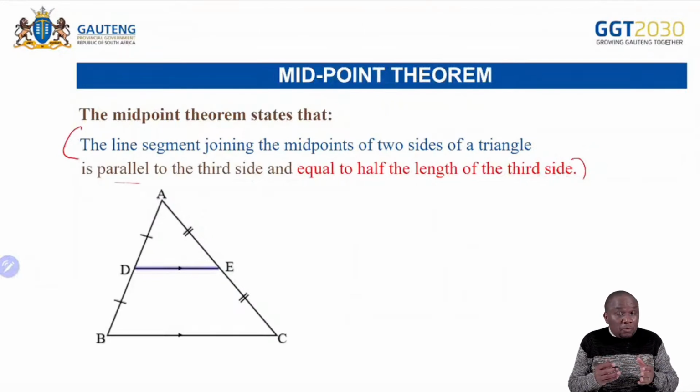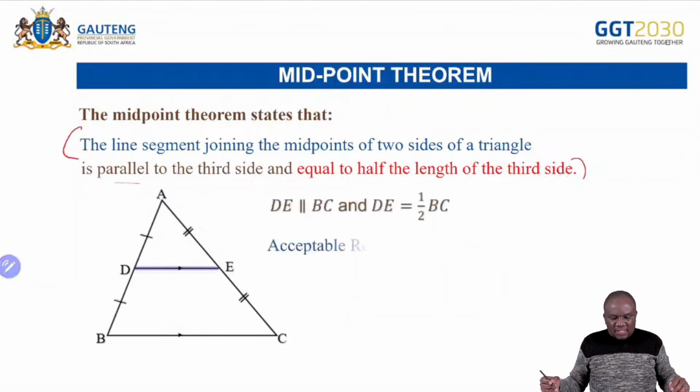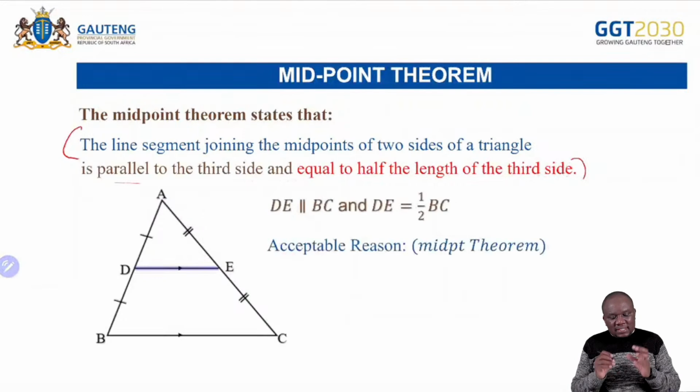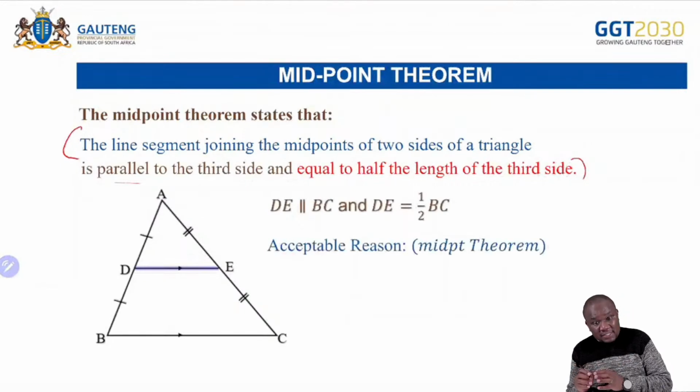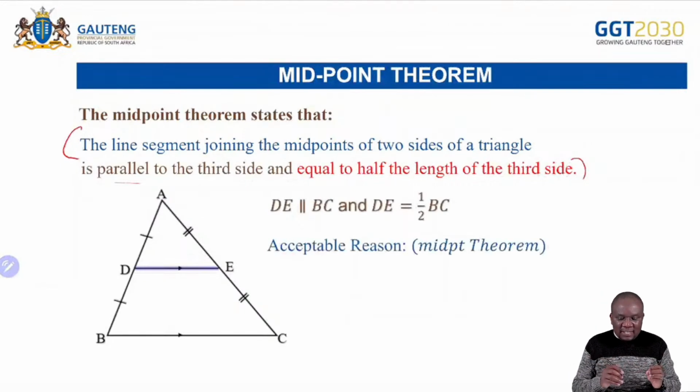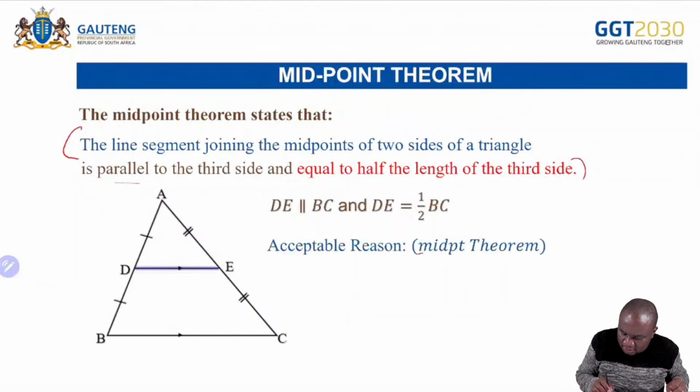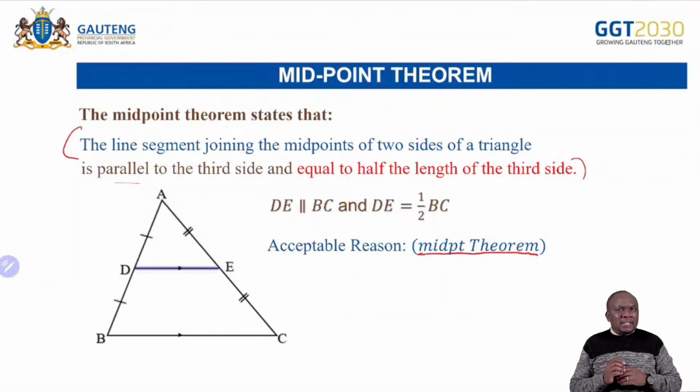Let me give you the acceptable way of writing the reason. So we're saying that in this case, DE is parallel to BC and DE is half of BC. And then the acceptable reason, you just write midpoint theorem like that. Let me give you 2 minutes to write this. You must have this theorem, write it down.